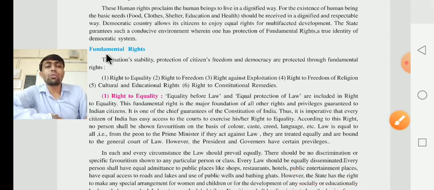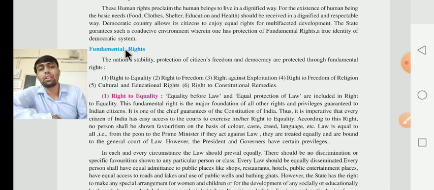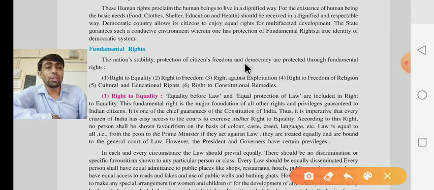Now dear children, they have to give in detail about the fundamental rights. The nation's stability, what they have to say. Fundamental rights, you know very well, maulik adhikaram. In the nation's stability, the protection of citizens' freedom and democracy are protected through the fundamental rights.